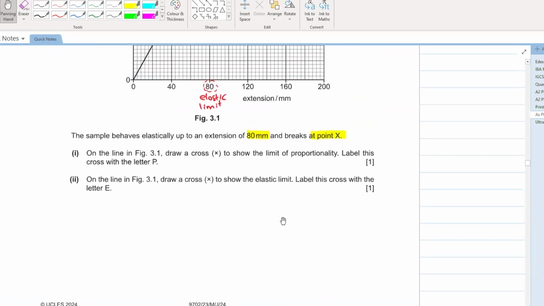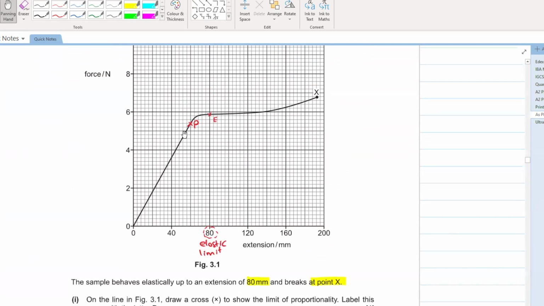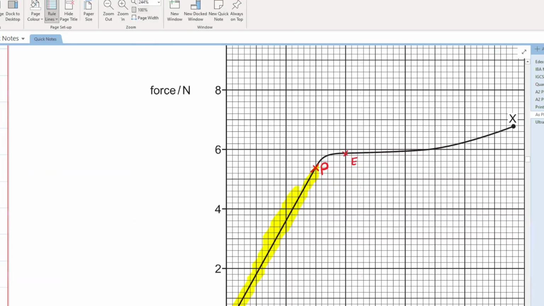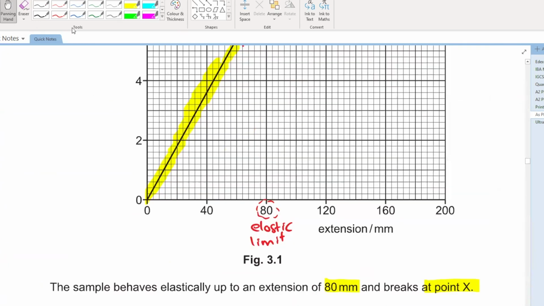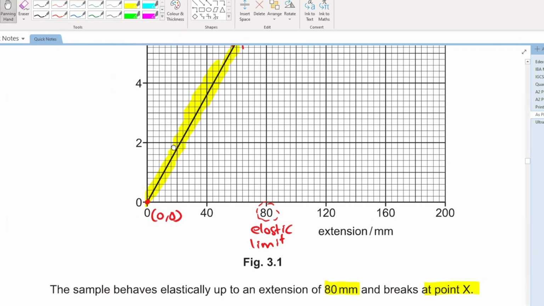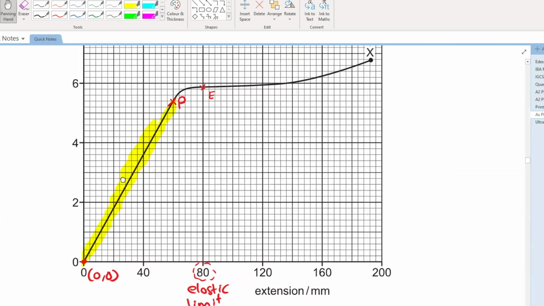What will you do? You will take the gradient of this graph in the limit of proportionality region. If you want to calculate the spring constant, you will take the gradient in this straight line region. So I have my first point, very easy: 0, 0, because it is passing through the origin. What will be my second point? I will try to take it as far as possible.